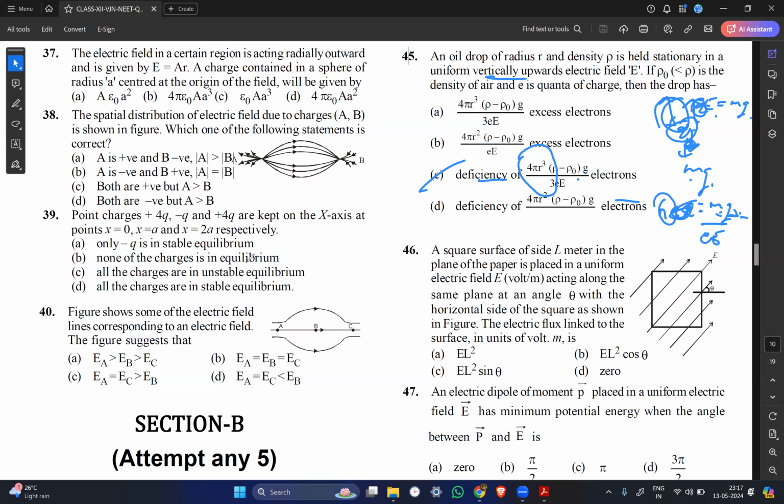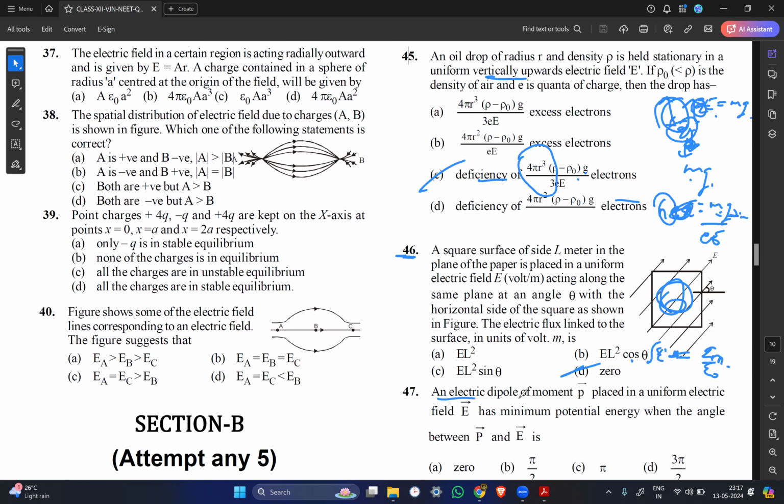Then 46th. A square of side length, okay. Electric flux inside the surface, in units of volt-meters. So they are asking how much the flux is. See, integral E dot dA is equal to Q inside by epsilon. There is no charge inside, so flux will be 0. Whatever is coming in goes out actually. So that's why flux is 0. There is no Q inside. 46 is D.